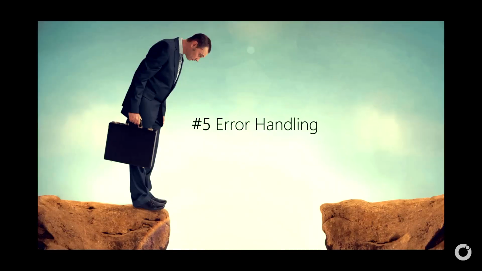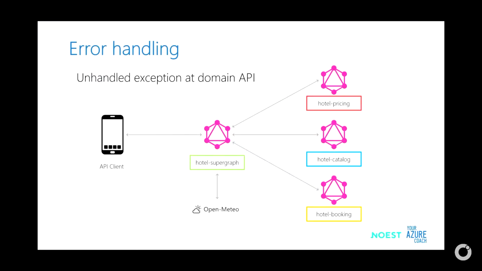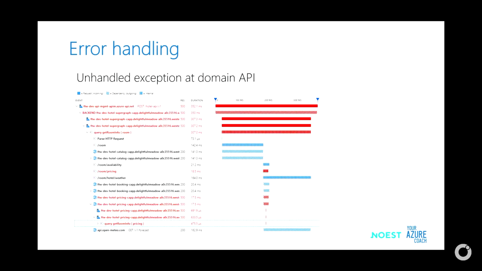Next challenge is error handling. What did we have? We had an unexpected, unhandled exception at our hotel pricing. By default, what happened? The exception bubbled up to the client, and it just got an HTTP 500. Of course, this is not nice, because the other 2 API requests went well. So maybe we should be able to return that information and just say, OK, we were unable to give you the pricing information. Those are the logs that you see. There was an exception at the bottom, and it just bubbled up to our API clients, which you don't want.